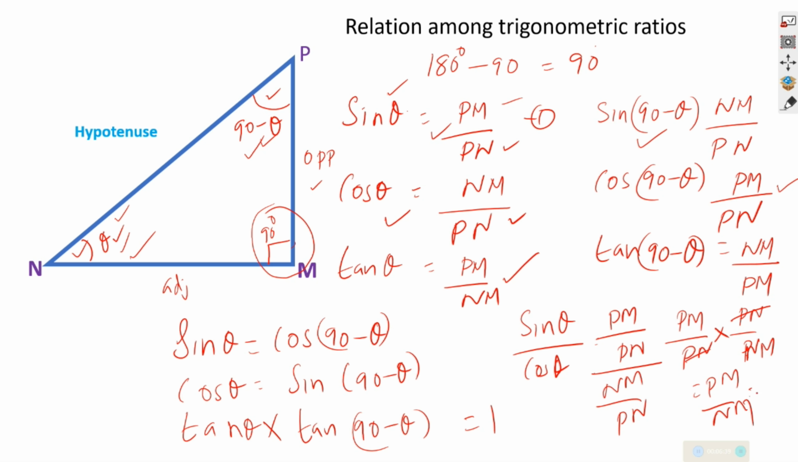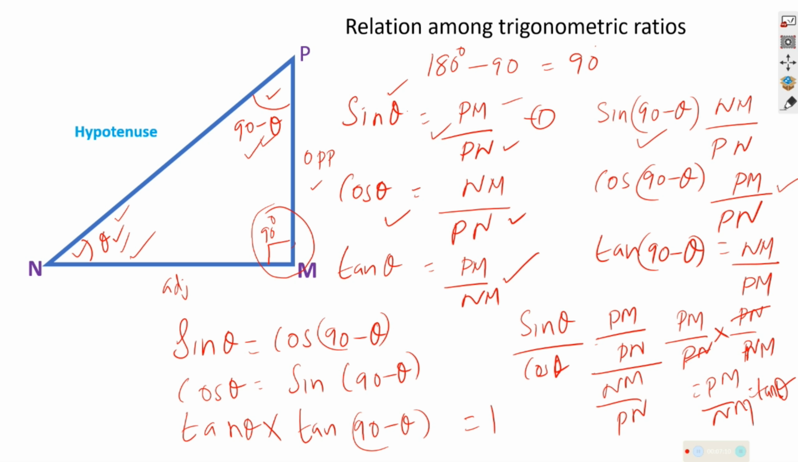Which is tan theta. So what did we understand? We are wondering after seeing these relationships. What is the wonder? Sin theta, cos theta, tan theta: there is a simple relationship between the opposite side and hypotenuse, adjacent side and hypotenuse, and between opposite side and adjacent side. But when we took the other angle, which is 90 minus theta, symbolically we found that sin theta is equal to cos 90 minus theta, and cos theta is equal to sin 90 minus theta.